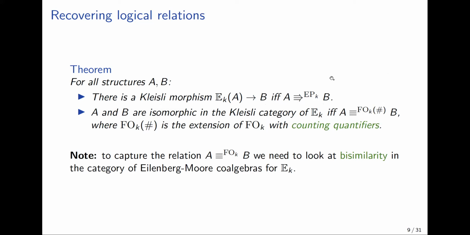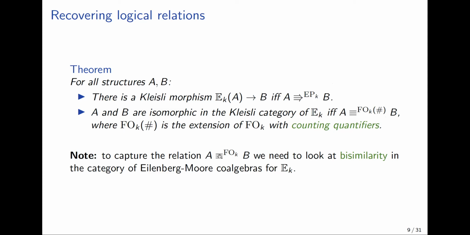And similarly, within the Kleisli category, you can look at isomorphism. What does isomorphism in the Kleisli category correspond to? That corresponds to equivalence in first-order logic with quantifier rank at most k, extended with so-called counting quantifiers. Right? That's the hash symbol. And these counting quantifiers allow you to say things like there exist at least n elements satisfying a property. So this is pretty much all you can do if you work in the Kleisli category.